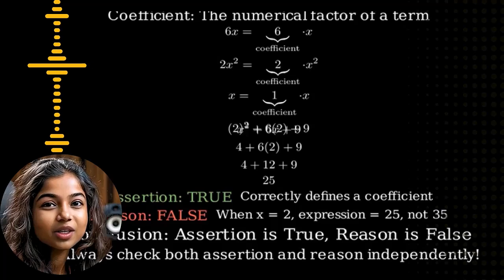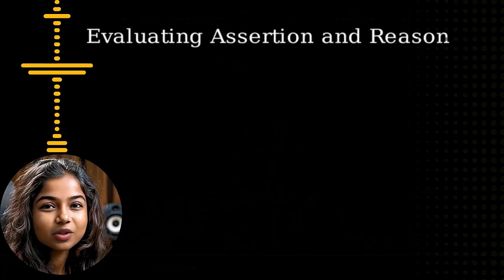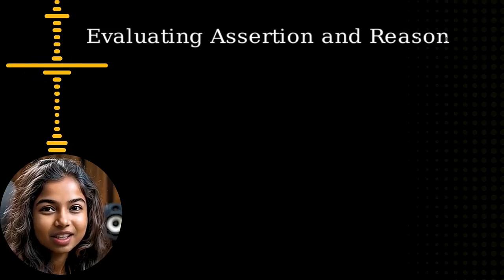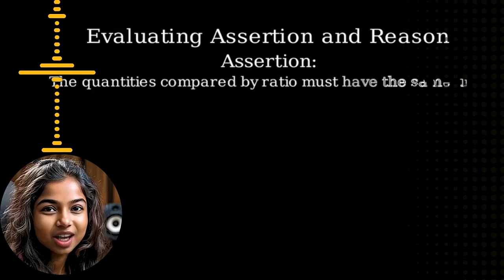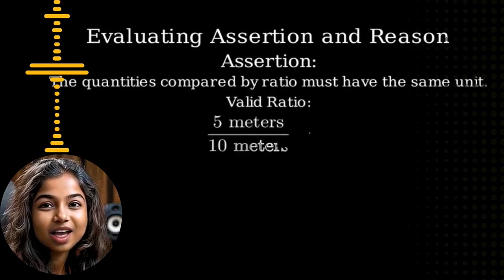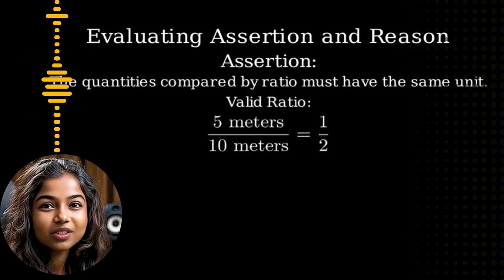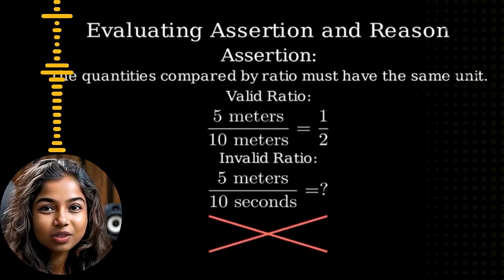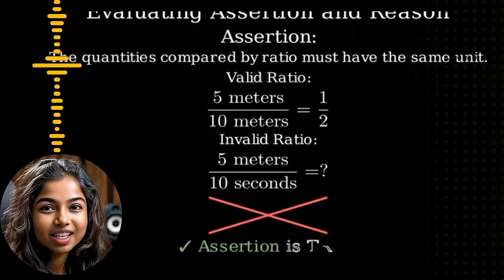Question about ratios and percentages. We'll evaluate both the assertion and the reason separately to determine the correct answer. Let's first look at the assertion. The quantities compared by ratio must have the same unit. Let's understand this with some examples. For example, we can compare 5 meters to 10 meters, giving us a ratio of 1 to 2. However, we cannot compare 5 meters to 10 seconds as these quantities have different units. Therefore, this assertion is true.